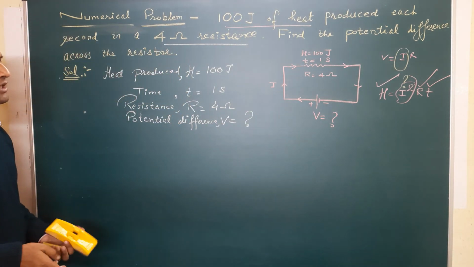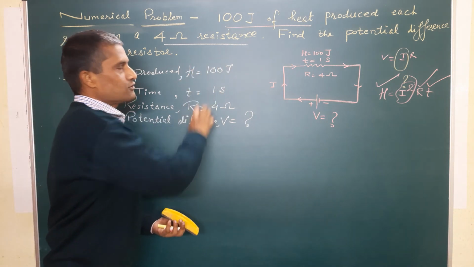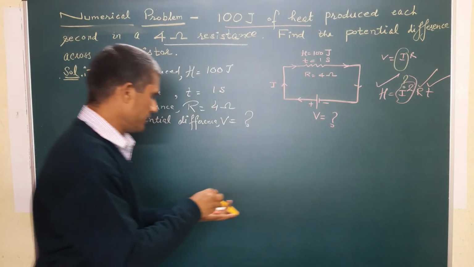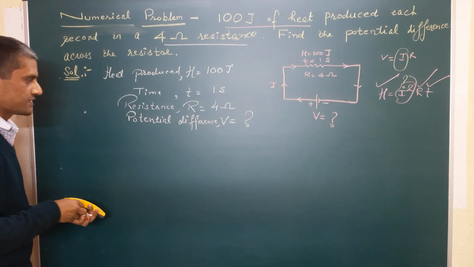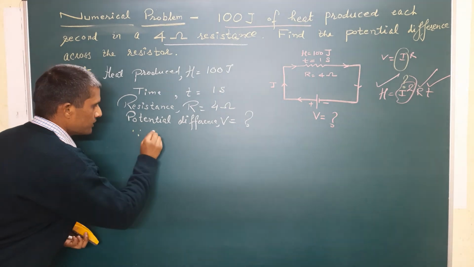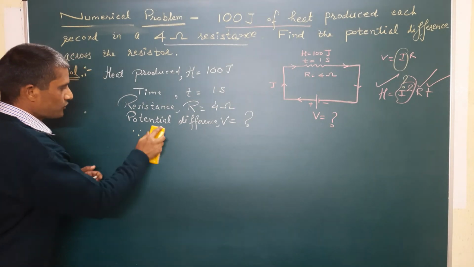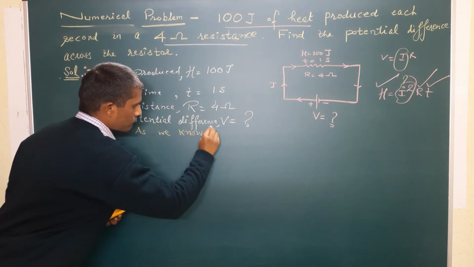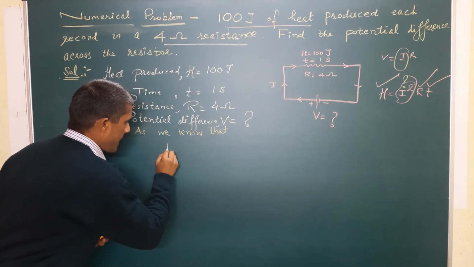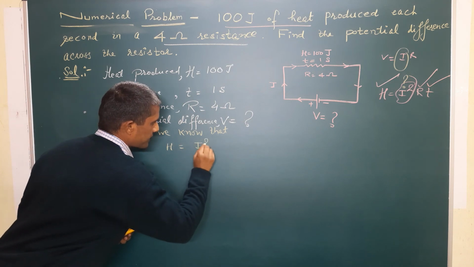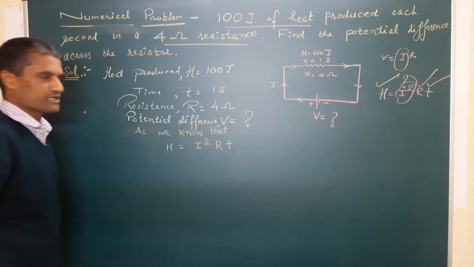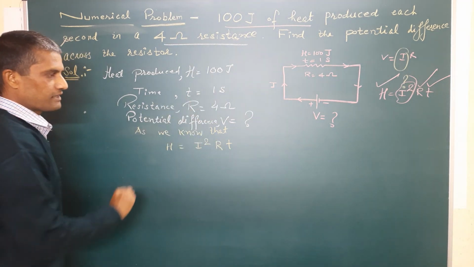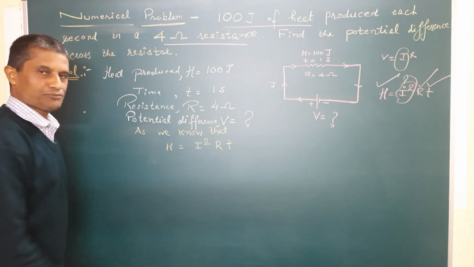Okay, by using these values, we are going to find out firstly what is current. I have told you before. So here we are going to apply this formula straight away, since, as we know, H is equal to I square RT. We have learned it before. H is given to us, R is available here, time is given. We need to find out I here.